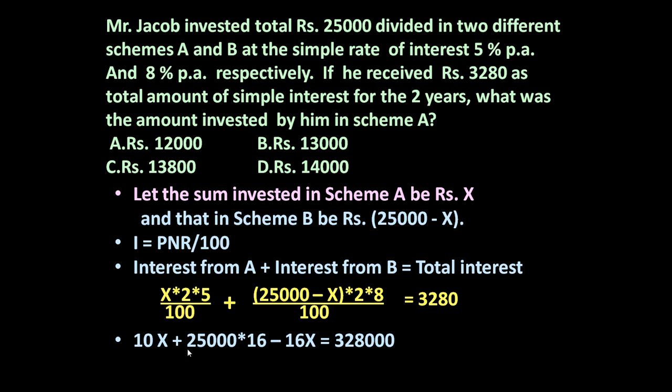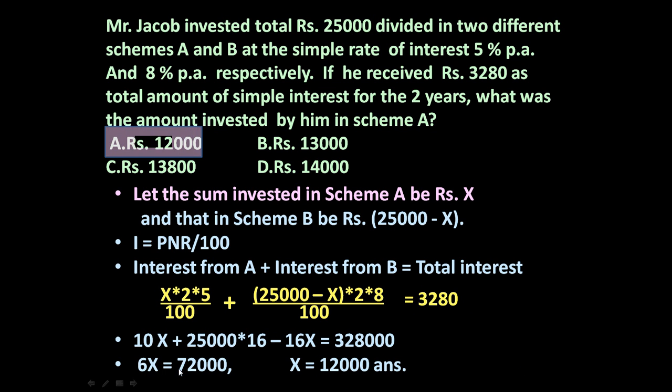It becomes 10x plus 25,000 into 16 minus 16x is equal to 328,000. Now further simplify it. It becomes 6x is equal to 72,000 or x is equal to 12,000 is the answer. So basically he invested rupees 12,000 in scheme A and remaining 13,000 in scheme B.